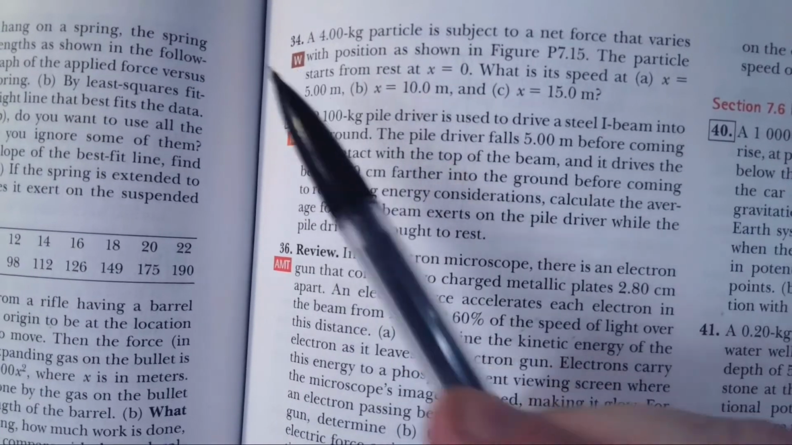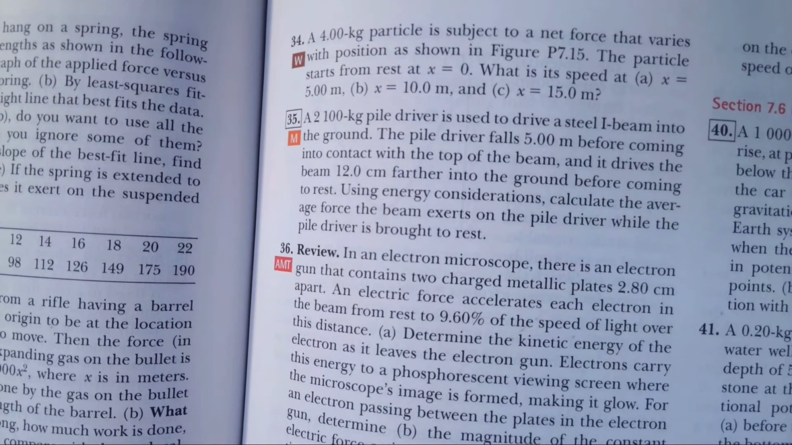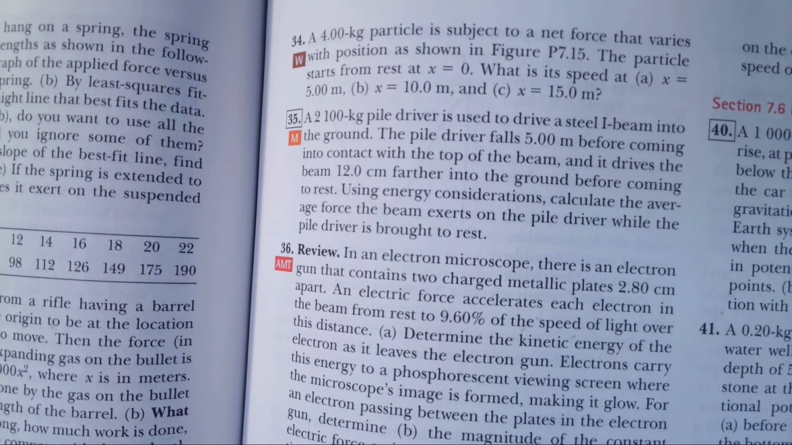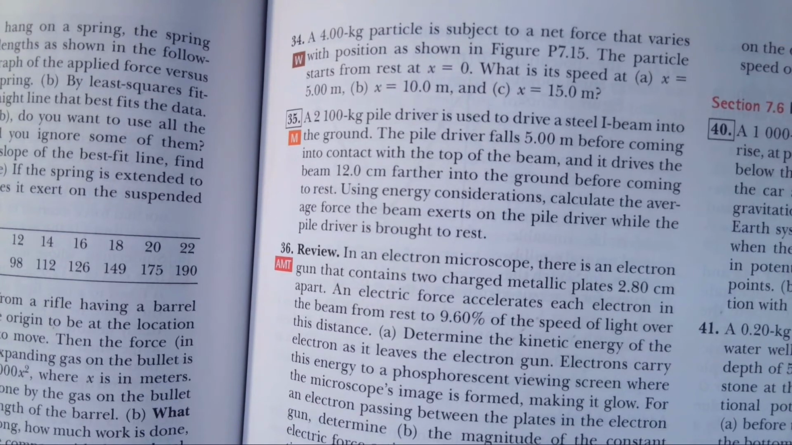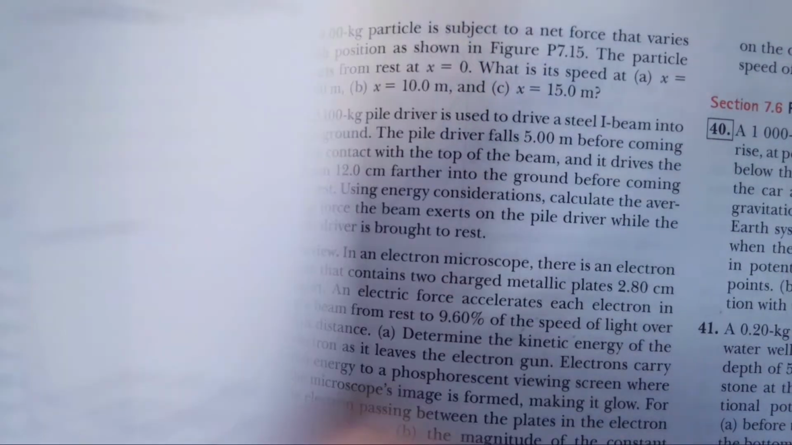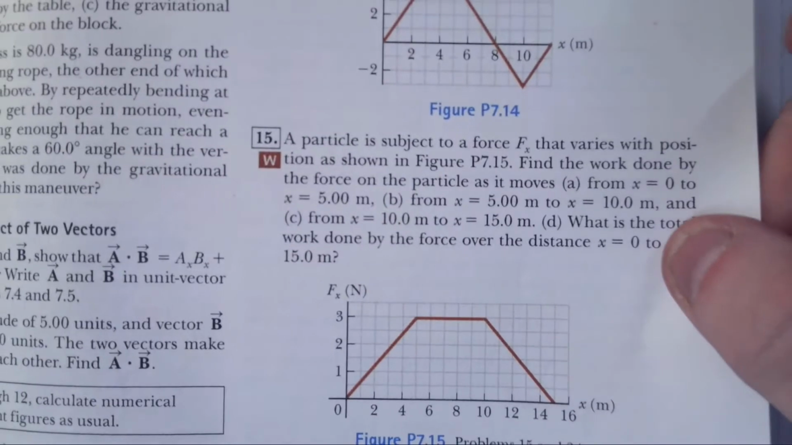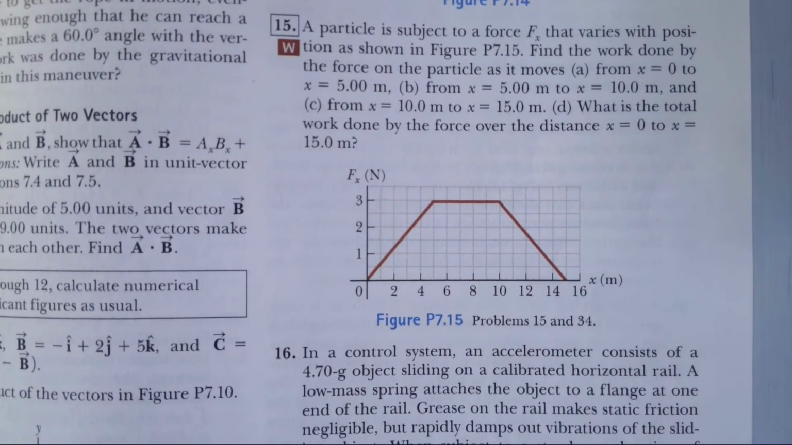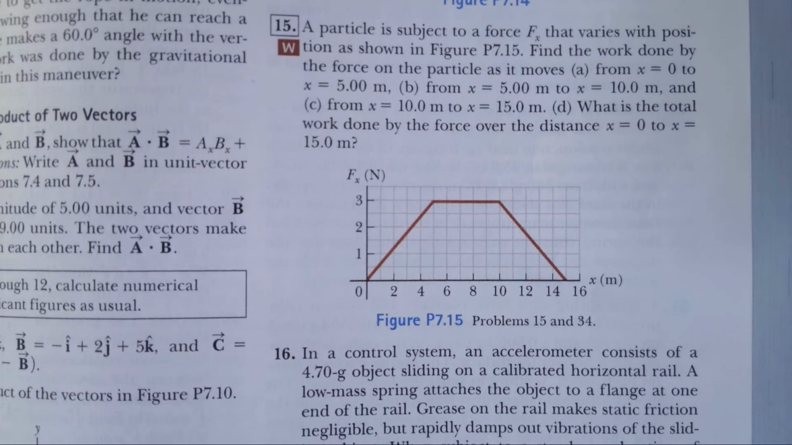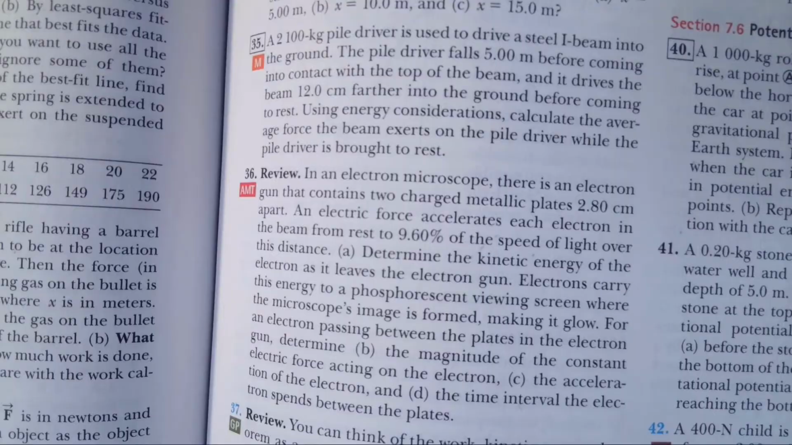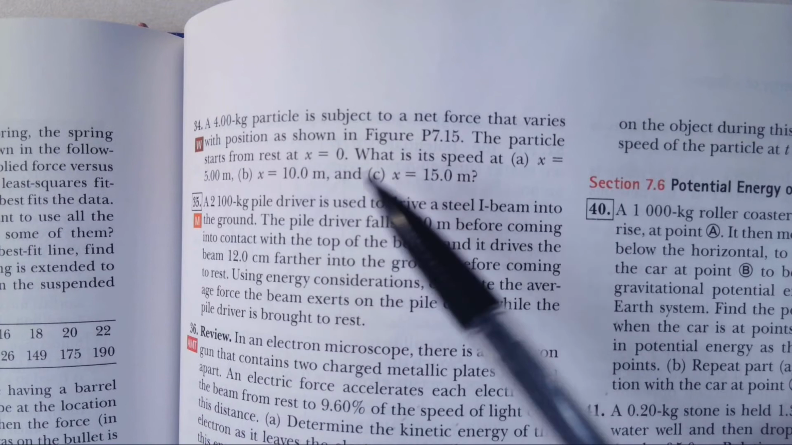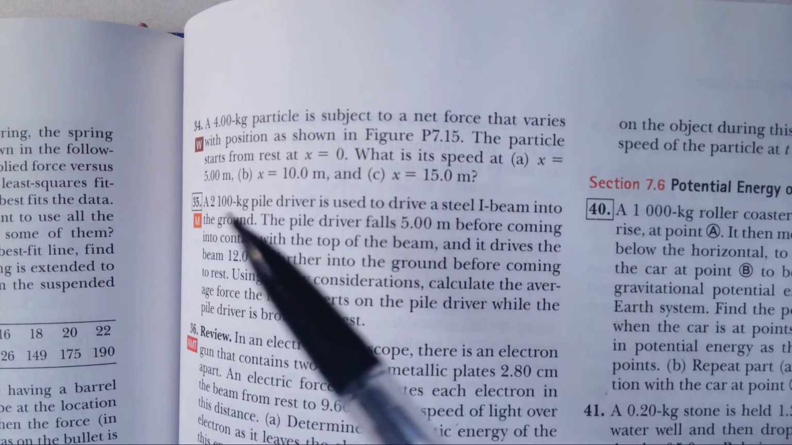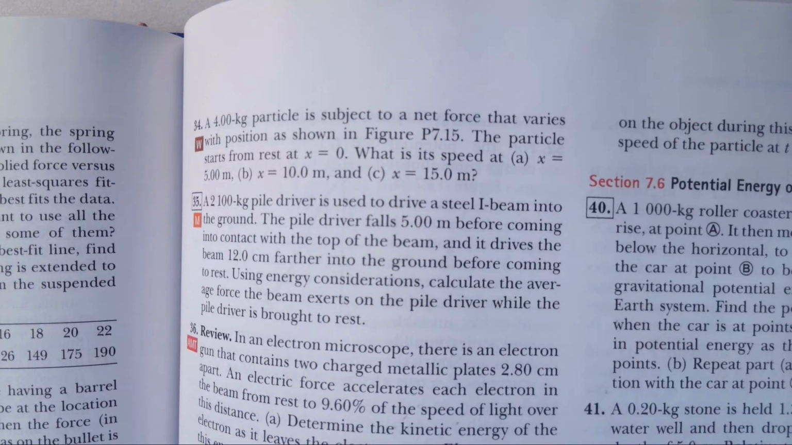34. A 4 kilogram particle is subject to a net force that varies with position, as shown in figure P7.1.5. To show you what that is right quick, this is P7.1.5. So let's go back to what they're asking here. They said the particle starts from rest at x equals 0. What is its speed at x equals 5, x equals 10, x equals 15?